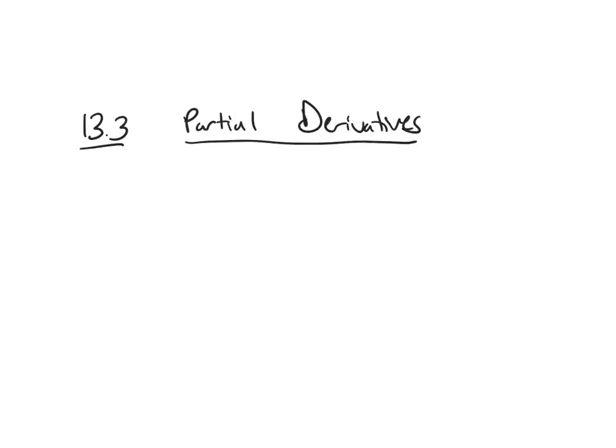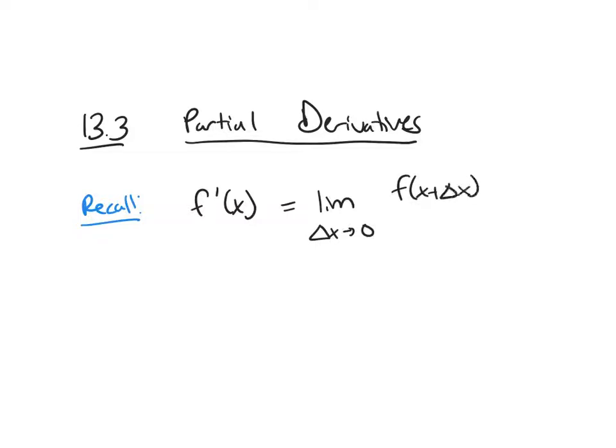So let's start our next section, 13.3, which is about partial derivatives. The first thing I want to do is recall how we defined derivatives back in Cal 1 for a function of a single variable. The formal definition is that the derivative is equal to this limit of this difference quotient.